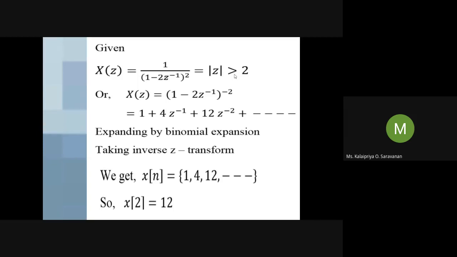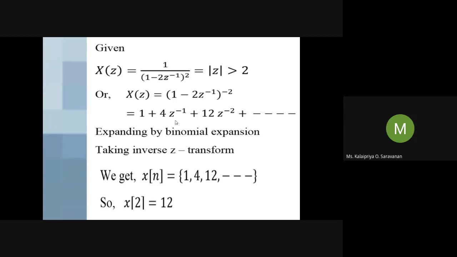Since it is given as z greater than 2, we could analyze that this is a right-handed signal. Right-handed signal in the sense that the entire range from minus infinity to plus infinity we need not consider. It is enough if you consider only the range 0 to infinity. So substitute 0: x of 0 z power 0. Substitute 1: x of 1 z power minus 1. So comparing here, this is x of 0, this is x of 1 z power minus 1, this is x of 2 z power minus 2, then x of 3 z power minus 3, etc.